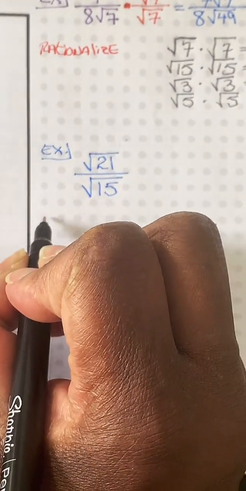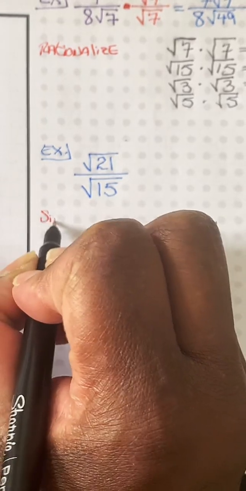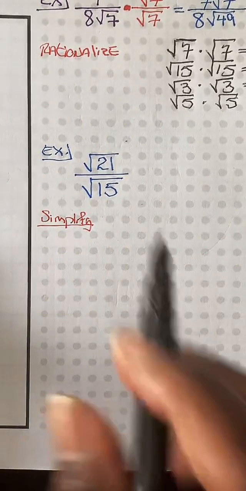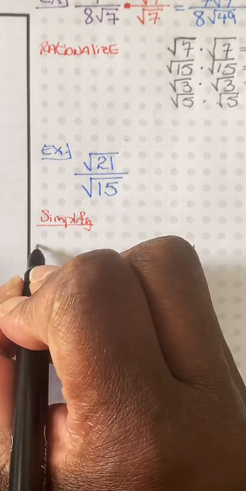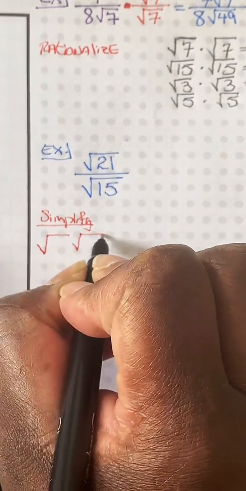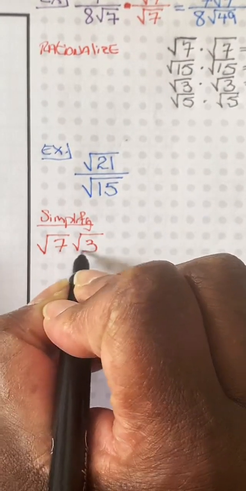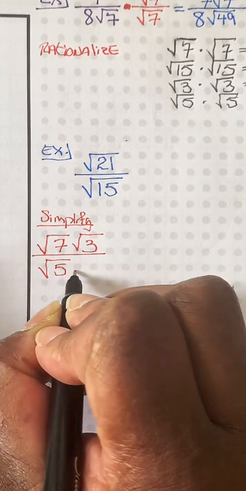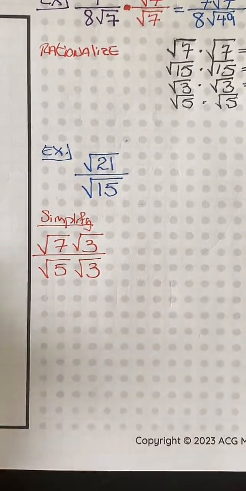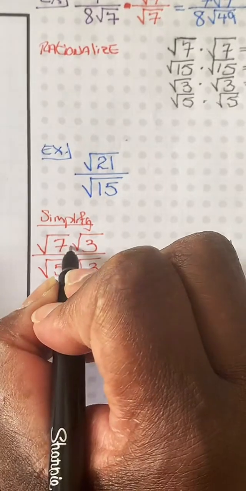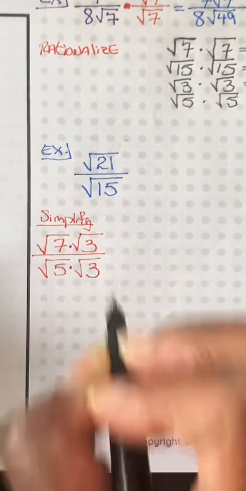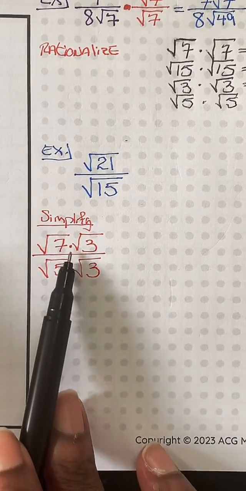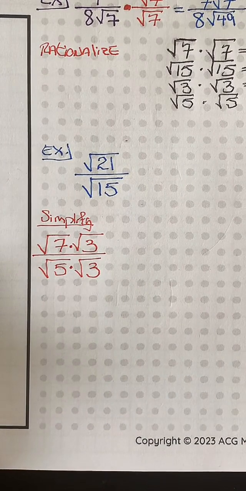I could simplify first. So if I wanted to simplify, square root of 21 can be 7 and 3. Square root of 15 can be 5 and 3. So this is all multiplication. If you want to put your little dot for multiplication, if you want to put your parenthesis, you can do that. Remember, if there's no addition or subtraction there, it's already assumed it's multiplication.